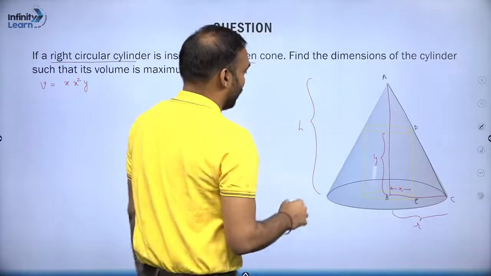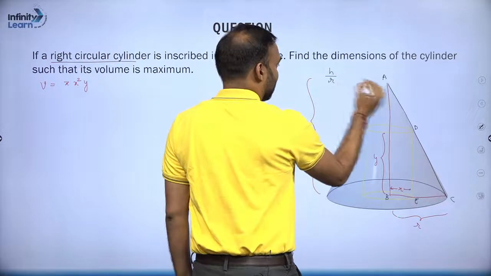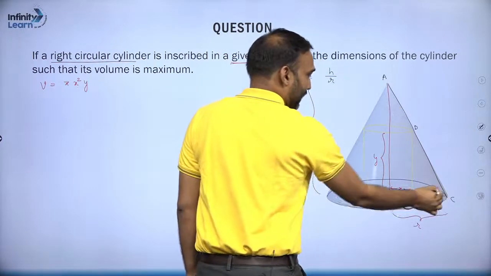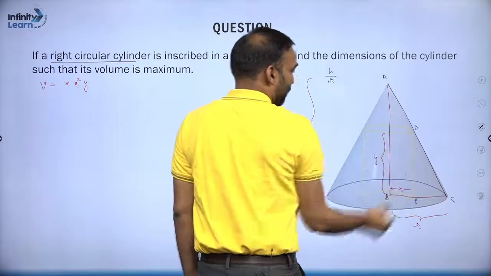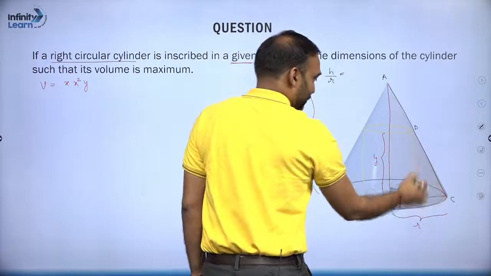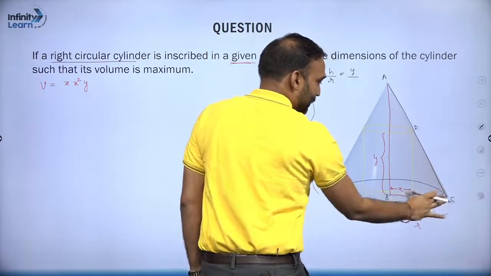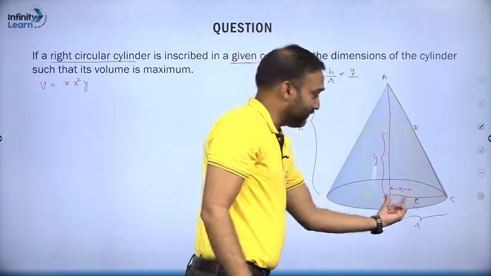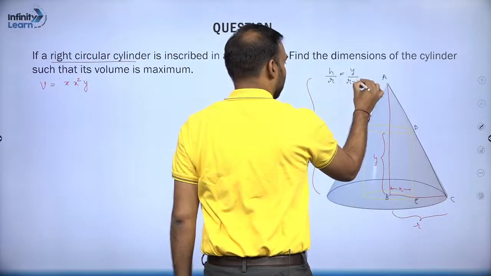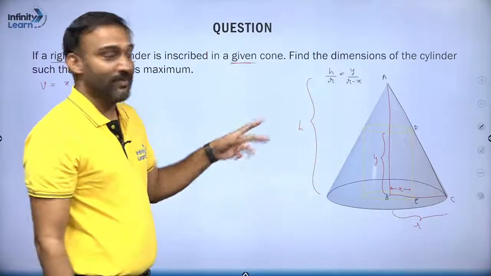So what can I say over here? H upon R, side of the big triangle, upon side of the triangle, the big triangle I am talking about. Now this should be equal to the smaller triangle DEC. This height is y, upon this length is how much? The complete length is r, this is x. So this would be r minus x. So now I have a relation between h, r, y and x.